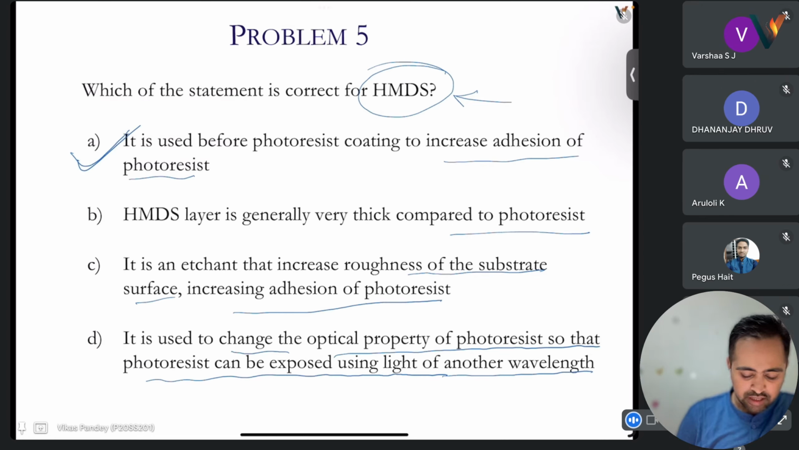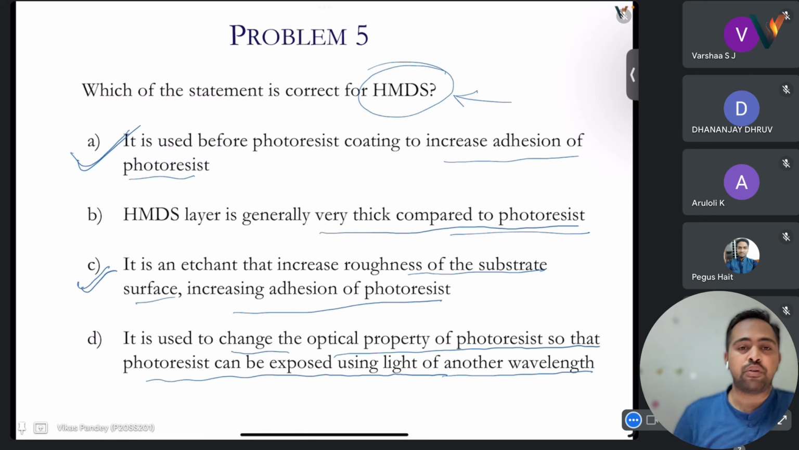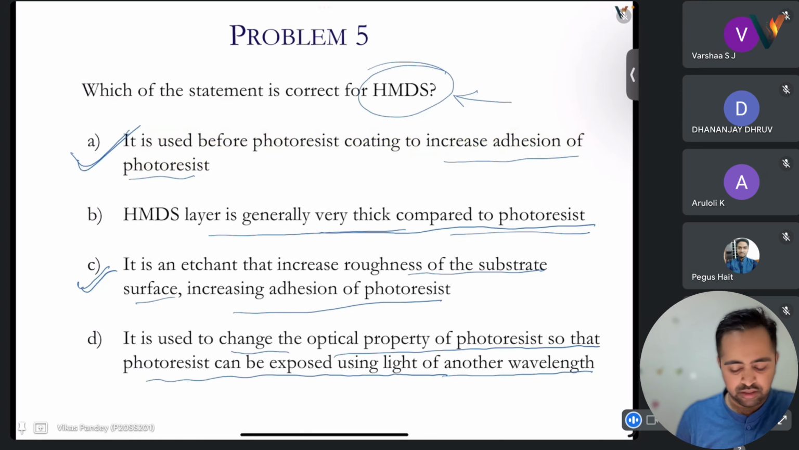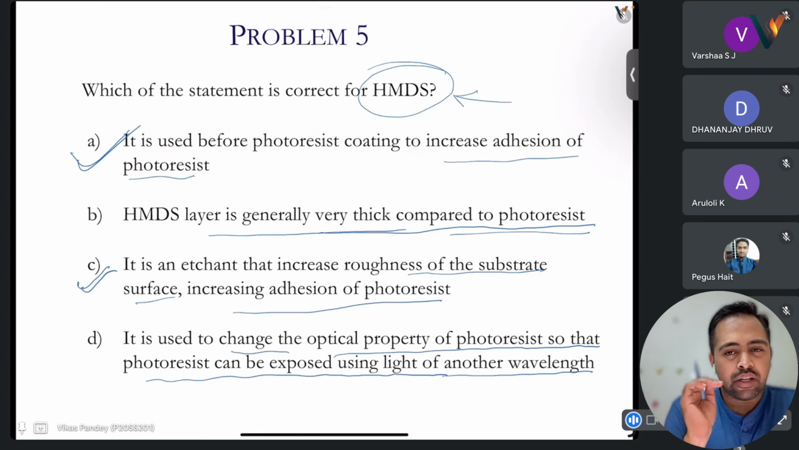And then it is an agent that increases the surface, and is generally very thick compared to photoresist. Is this also correct? So this is correct. Also, the first one is correct, right? It is very similar to a primer.